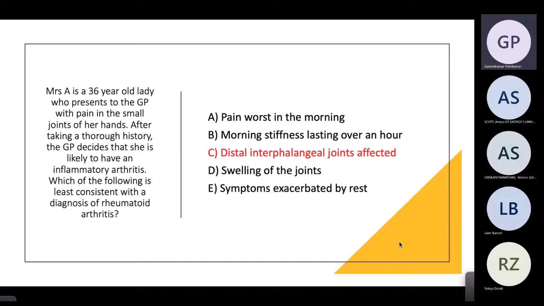Pain is much worse in the morning or after rest for people with inflammatory arthritis because the fluid builds up within the joints and exerts pressure, which translates as pain and loss of function. Morning stiffness is the same principle: swelling of the joints, and symptoms exacerbated by rest.